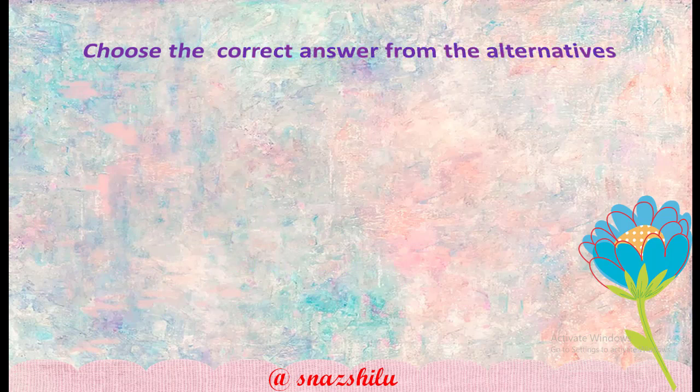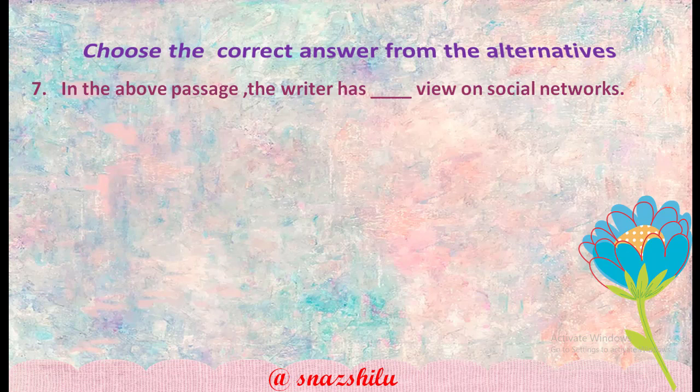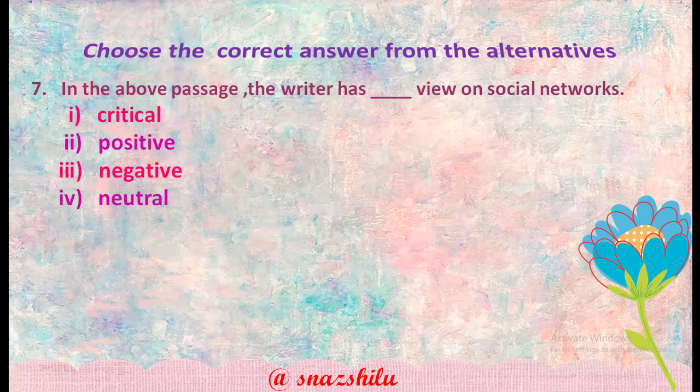And then finally, number 7, the MCQ is, in the above passage, the writer has what view on social networks? Here are 4 options for you: critical, positive, negative, neutral. And the possible answer is positive. Okay, the best answer is positive. So with this question, we have finished the MCQs.